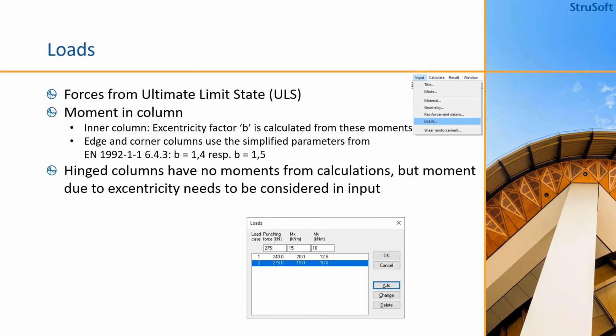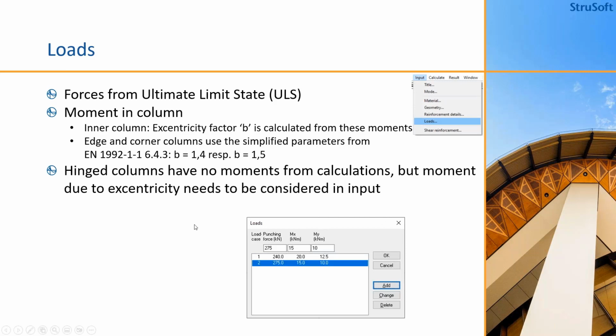When we take a look at the loads, we define the forces from an ultimate limit state. So this should be basically 6.10a and 6.10b. And it is possible to have up to 10 different load combinations, all ultimate limit states.